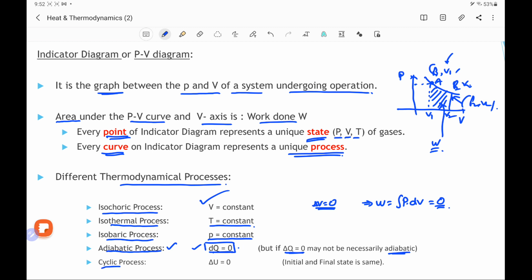Similarly, a cyclic process is the process in which the system starts from the initial state and covers other states so that the final state is the same as the initial state. In that case, temperature is the same, and because temperature is the same, we can say there is no change in the internal energy. Therefore, in cyclic process, initial and final state is the same and the change in the internal energy is 0.